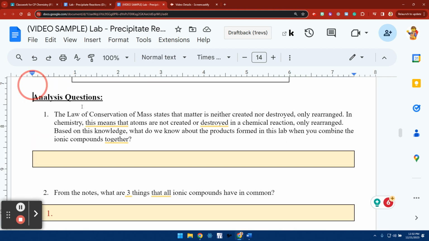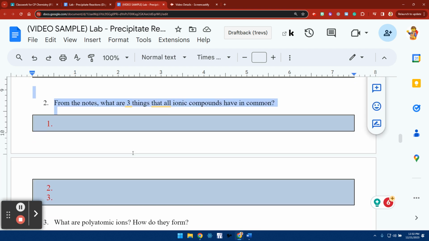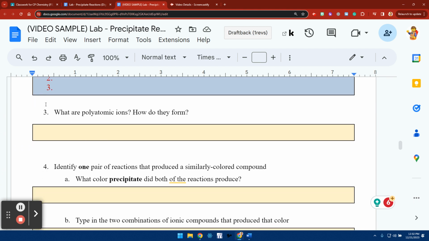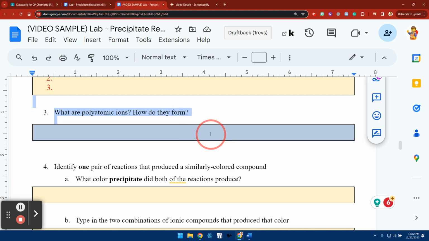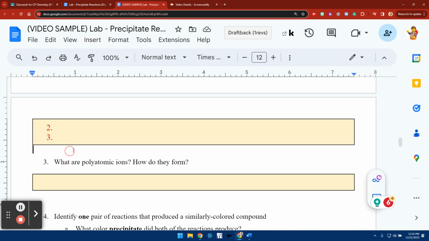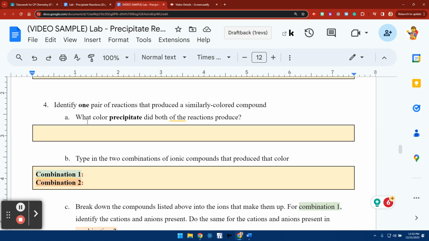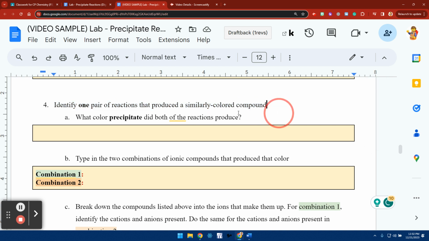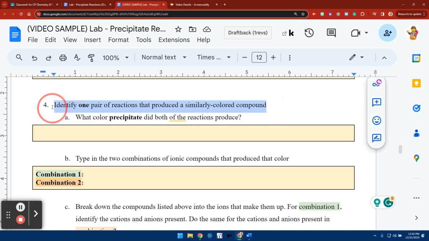So the first 3 analysis questions you need to answer on your own using the notes. These are key concepts from the chapter. Remember, this lab is being done instead of a tester quiz. All right. So now we're going to go to question number 4. Identify one pair of reactions that produced a similarly colored compound. Now, whichever one you do is entirely up to you. All right. Again, you should have 3 or 4 different matching results from your combinations.